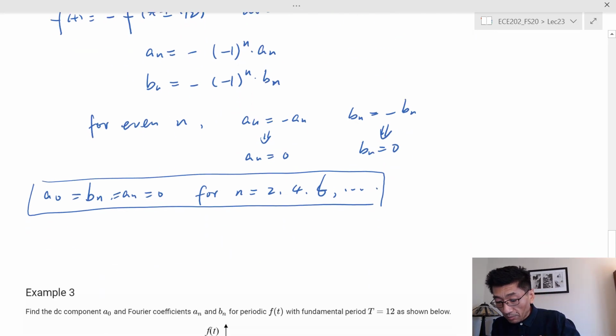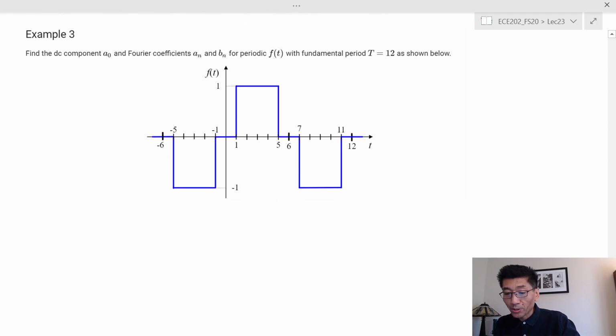Let's look at an example. Hope this example won't take too long. Let's see. I have a waveform here, and this waveform has a period of 12 seconds, and we're trying to find the Fourier coefficients a sub n, b sub n, and a0. Let's see what kind of property we can utilize.